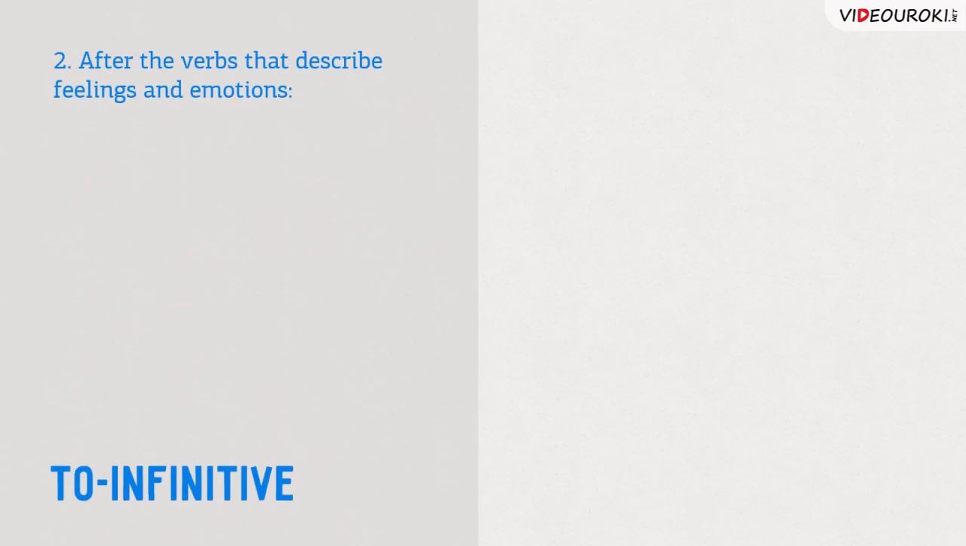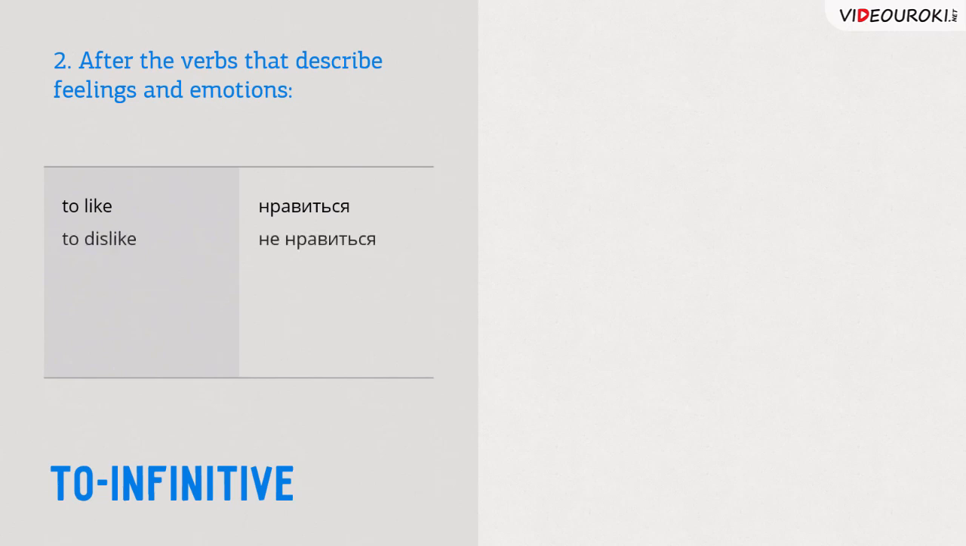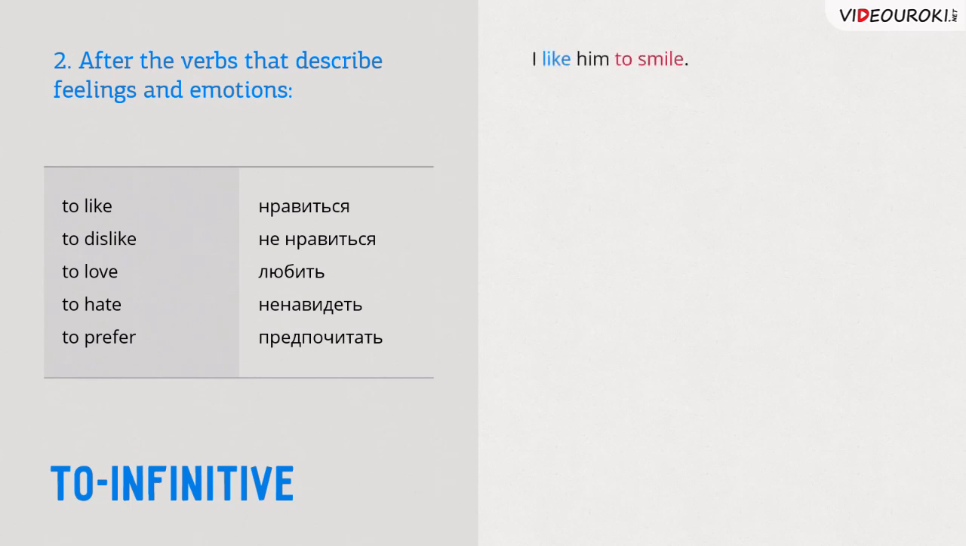2. After the verbs that describe feelings and emotions. For example, to like – нравится, to dislike – не нравится, to love – любить, to hate – ненавидеть, to prefer – предпочитать. Examples. I like him to smile. Мне нравится, когда он улыбается.